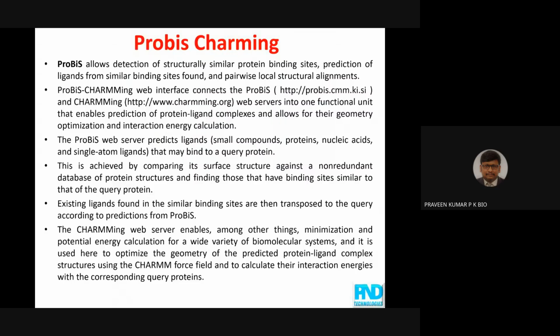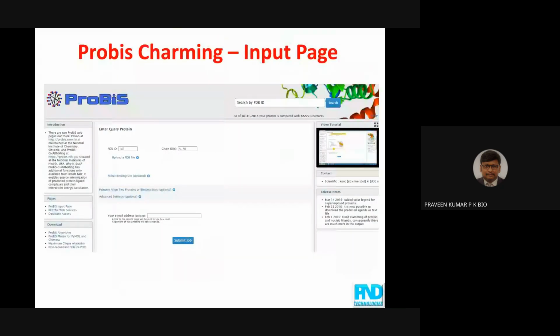Now let me take you to the next concept called Probist charming. The Probist charming is used to determine energy and predict the energy minimization. This is what I will be practicing today. To get into the Probist charming, simply type it in Google. Then we get a window like this. In this window, it asks you to upload a 4-letter PDB ID, or you can upload a PDB file.